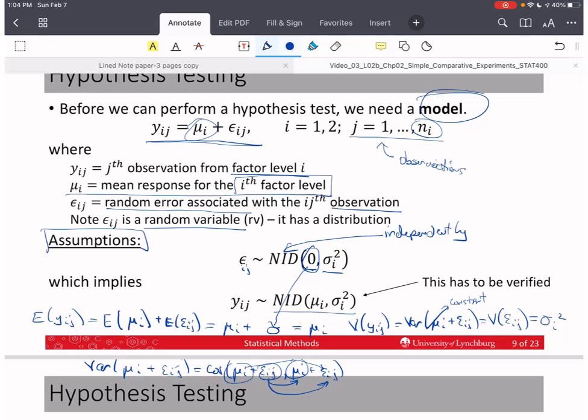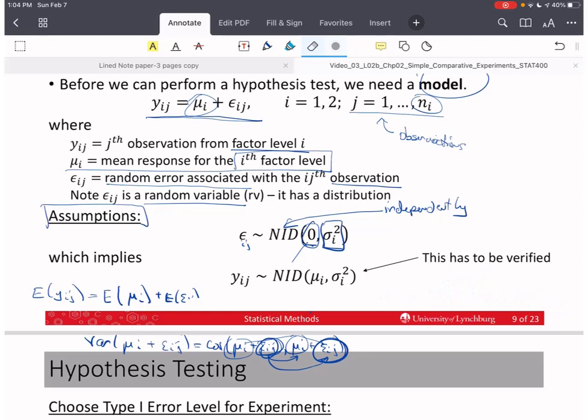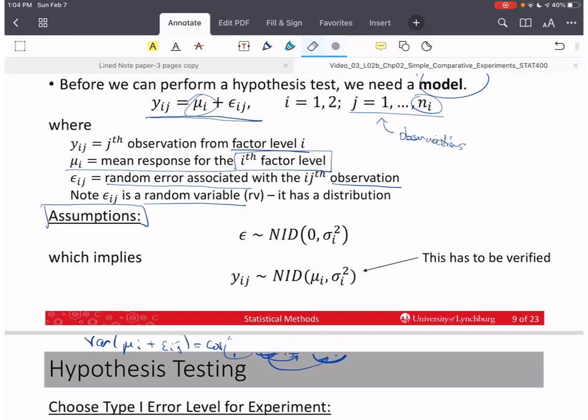And the only thing that we have left is the epsilon. So that's the variance of epsilon ij, and we've said that the variance of epsilon ij is here. And since epsilon is normal, when we take a constant plus a normal random variable, we get a normal random variable back. So that is why we can assume that y has a normal distribution, with mean mu sub I and variance sigma I squared.